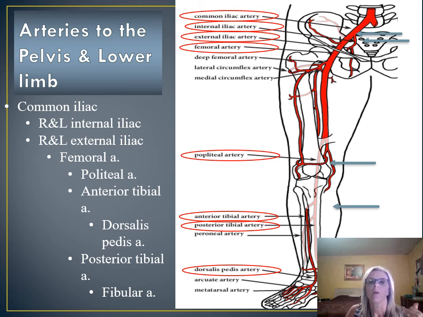All right, popliteal literally means behind the knee, so you can see that arrow here, and then you can see there the anterior tibial artery. That begins at the lower border below the popliteal fossa. So the anterior tibial artery is going to pass between the tibia and the fibula and then continue on to the foot and become the dorsalis pedis.